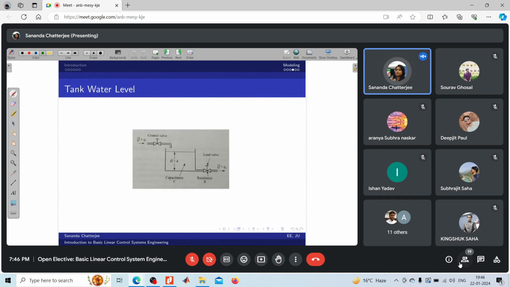Next, we will move to a water level control system. So the control part will come later. First, let us model this tank water level control problem. That is, the input to the plant is this inflow.